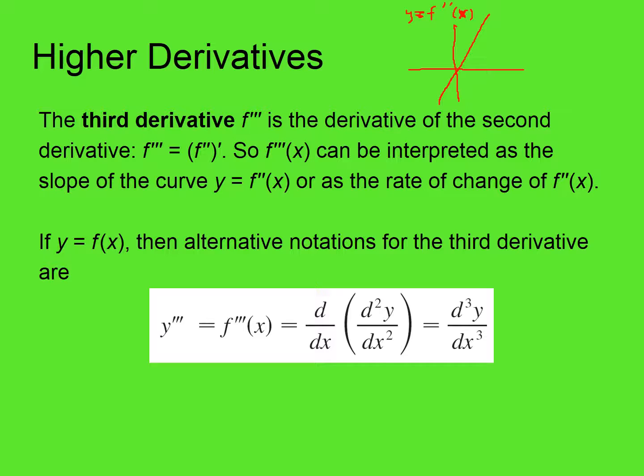If y equals f of x, then alternative notations for the third derivative are just exactly what you'd expect. y triple prime, f triple prime of x, which we've seen, the derivative with respect to x of the second derivative of y with respect to x. And so in Leibniz notation, it looks like d cubed y over dx cubed.